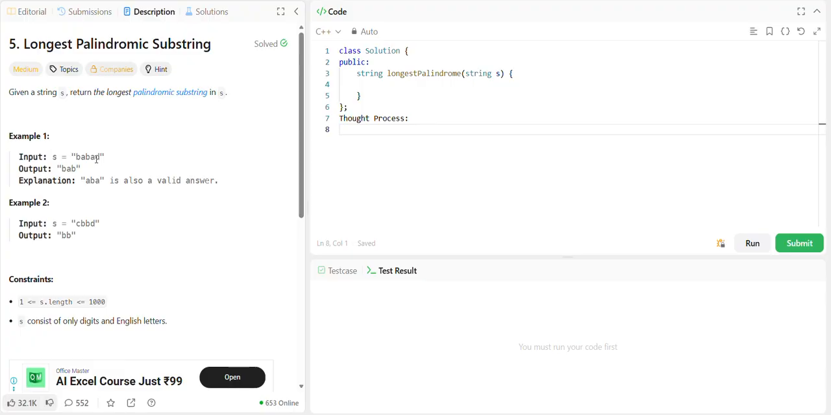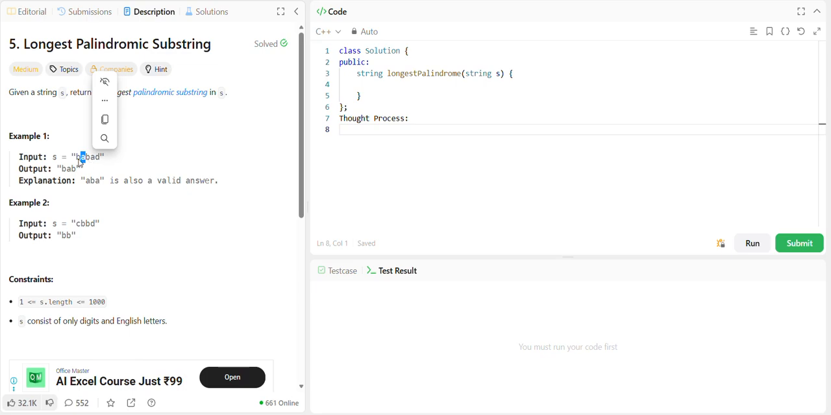So what should we do in another way? There's something called center expansion. What it basically states is, suppose I am at index in BABAD. If I'm at a B, I will have a right pointer and a left pointer. Let's say that I is at the A, right pointer will point to the i plus 1th index, and left pointer will be pointing here.